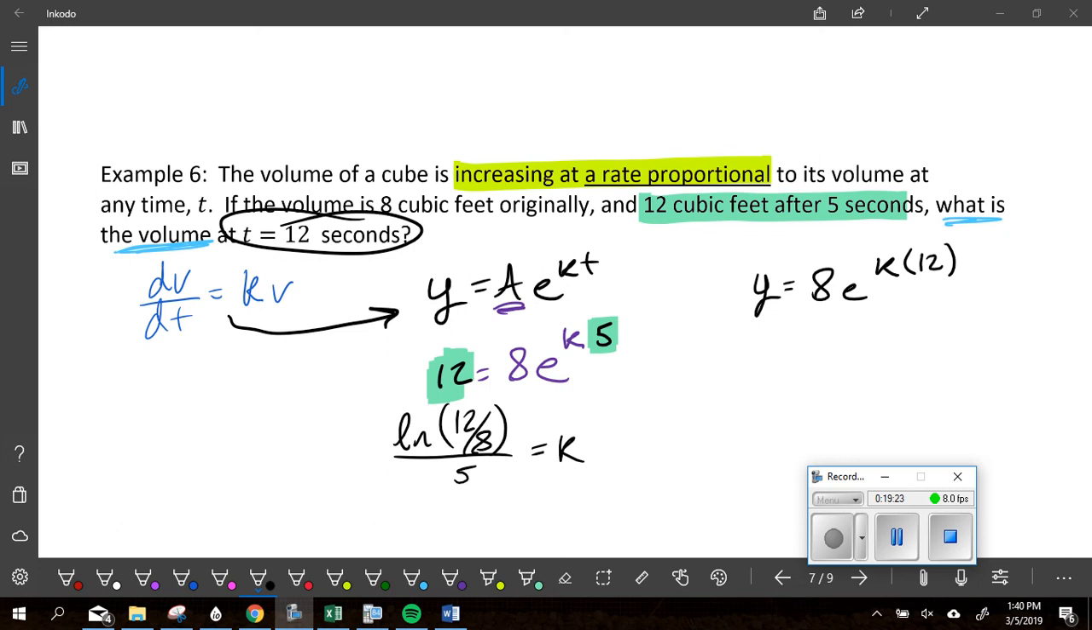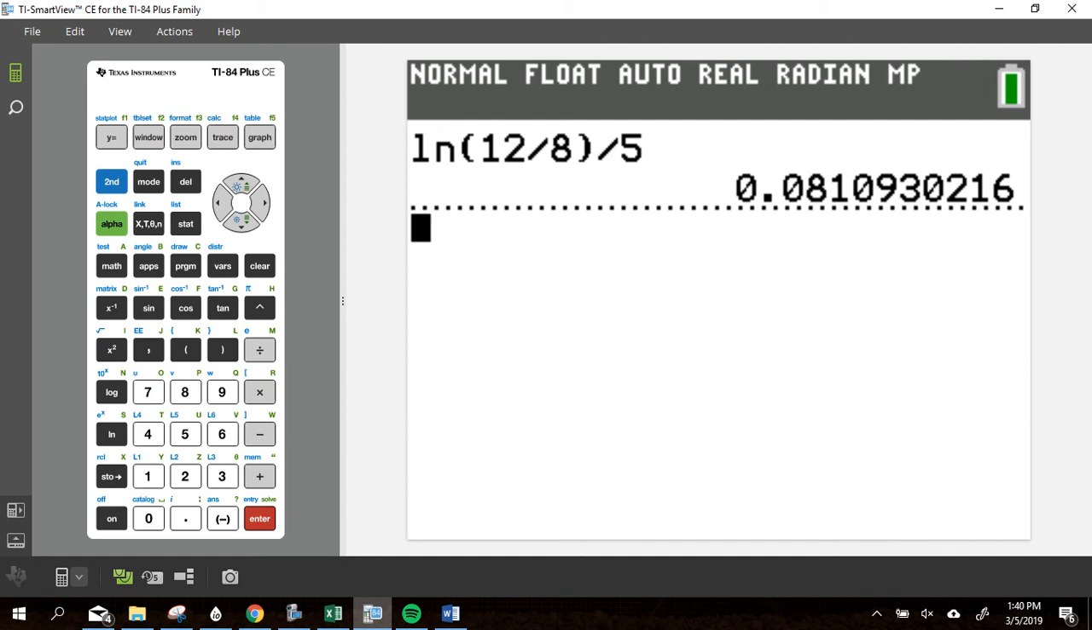We solved this thing, and so to get K by itself, I took 12 and divided by 8. To get rid of the E, I took the natural log. To get rid of the 5, I divided by 5. When I typed that into my calculator, I got this value right here, 0.081 whatever. Does it make sense that that number is positive?